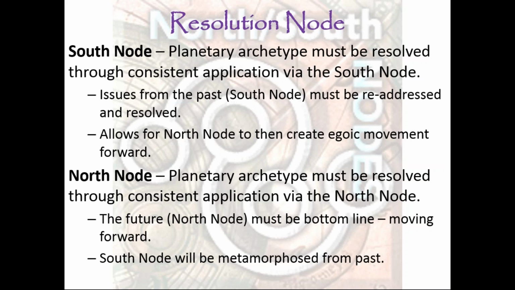When the resolution node is the north node, then that planetary archetype must be resolved through consistent application via the north node. In other words, it's about moving forward. The future north node must be that bottom line. Okay, how do I take another step forward? How do I take another step forward? How do I learn to communicate more clearly? How do I learn to interact more with others? How do I learn to process information better? How do I learn to look at myself, self-analyzing better, etc.? And if we're working to consistently move that planetary archetype forward, the south node will become unstuck. And it will then metamorphose and release itself from the past and evolve as well.